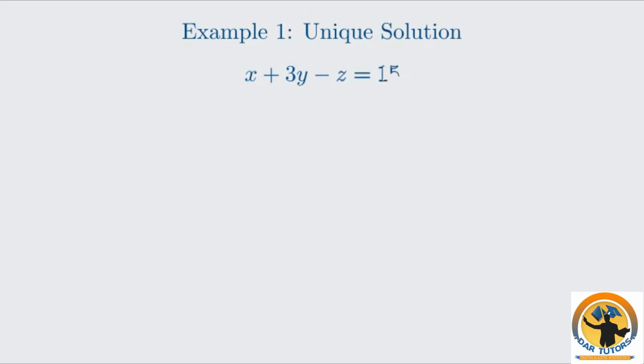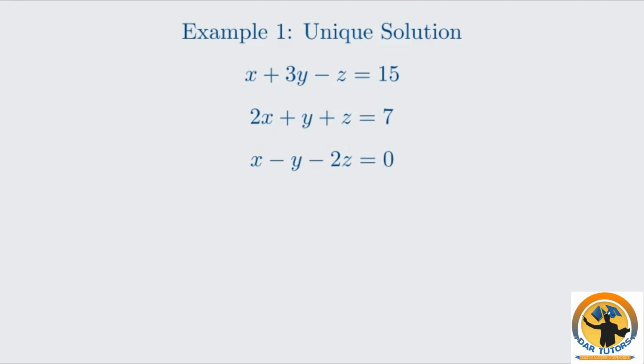To determine the relationship between planes, we need to solve a system of linear equations. We'll use a powerful method called row operations on an augmented matrix. Let's look at our first example. We have the system x plus 3y minus z equals 15, 2x plus y plus z equals 7, and x minus y minus 2z equals 0.